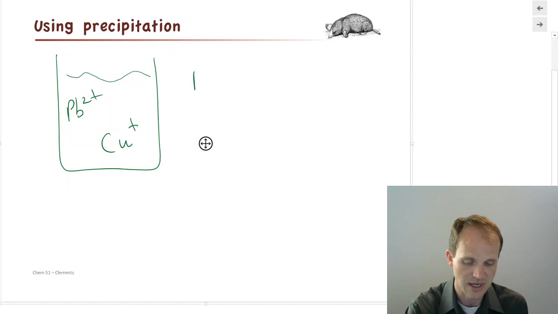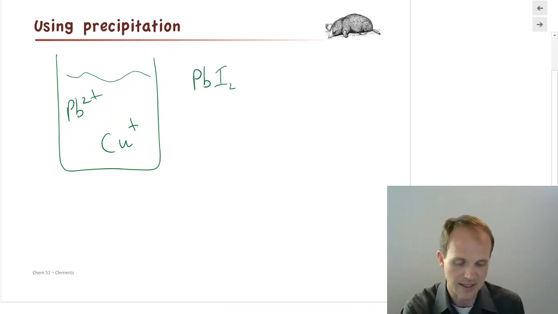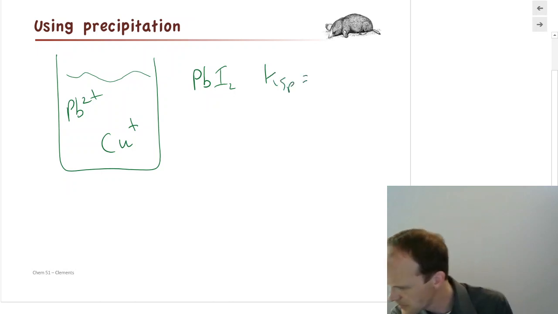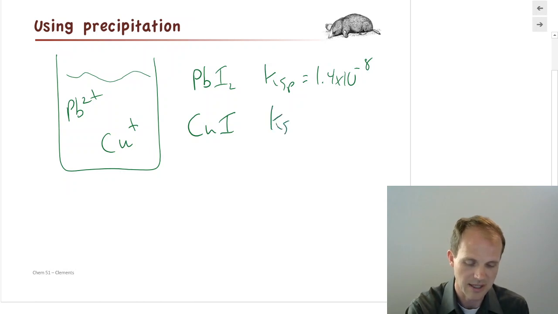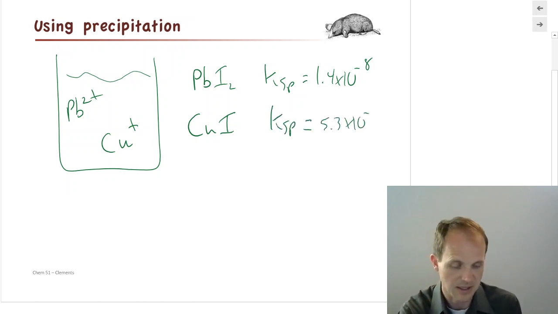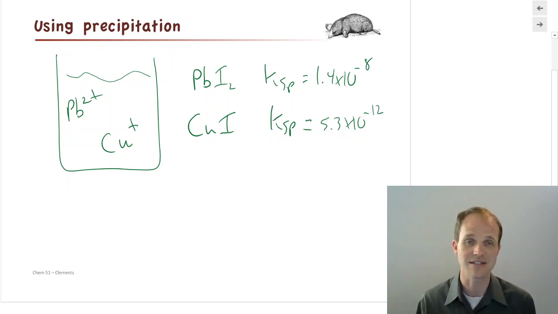So if I look up the solubility of lead 2 iodide, our KSP is 1.4 times 10 to the minus 8th. And if I look up the solubility of copper 1 iodide, my KSP here is 5.3 times 10 to the minus 12th. And so you can see copper iodide is significantly less soluble than lead 2 iodide is.